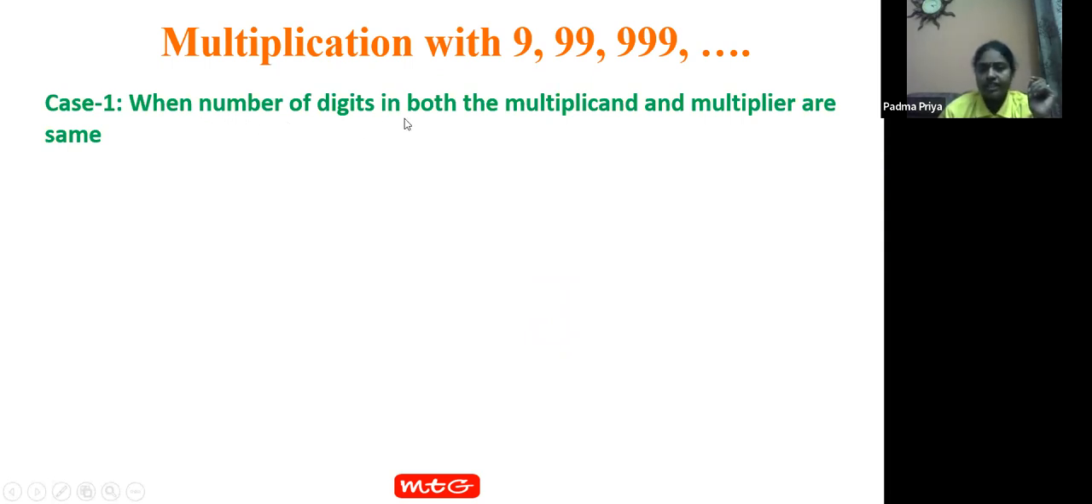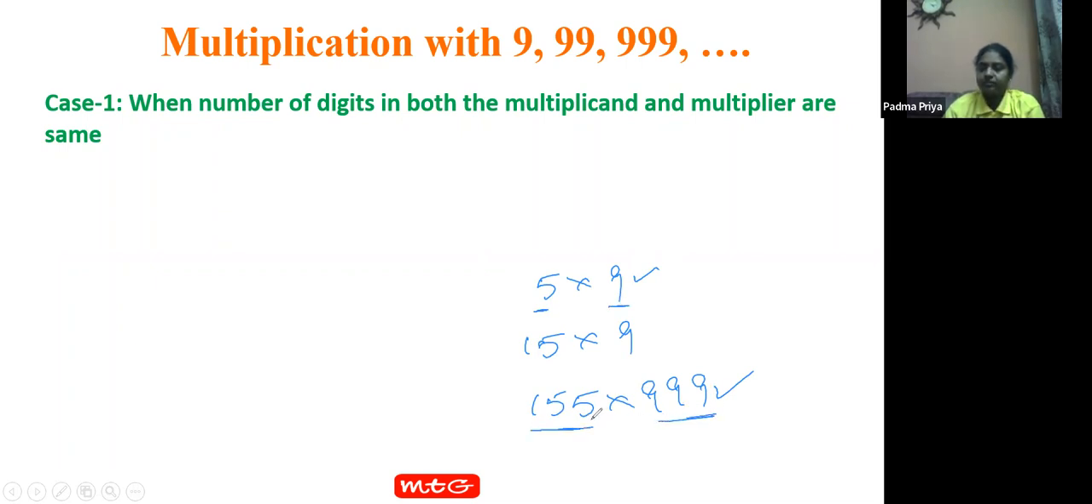The first case. I think it was Puneet who was asking, ma'am, tell me what are those cases. When the number of digits in both the multiplicand and multiplier are the same. For example, if I'm multiplying 5 into 9, 15 into 9, 55 into 999. Among all this, in the first case and in the third case, the number of digits in the multiplicand and the multiplier are the same. Am I correct, children? Yes, ma'am. This has one digit, this is also one digit. This has 3 digits, this also has 3 digits. Now, in these cases, how can we apply this magic rule?